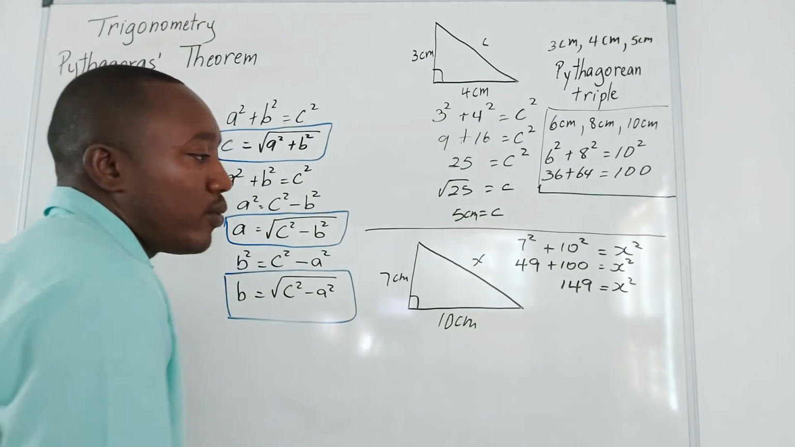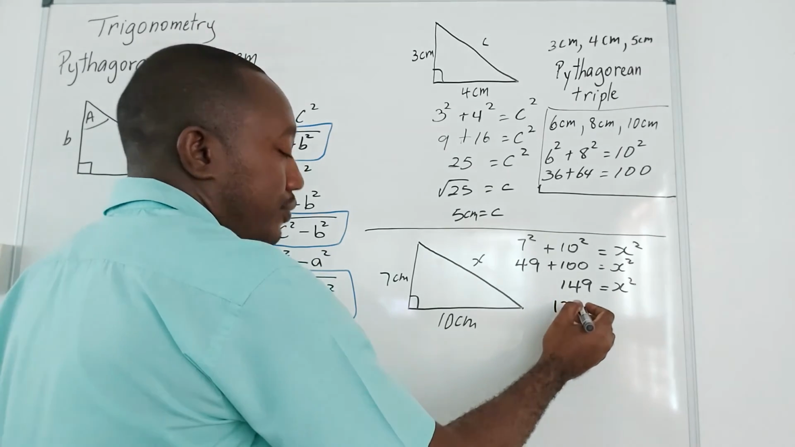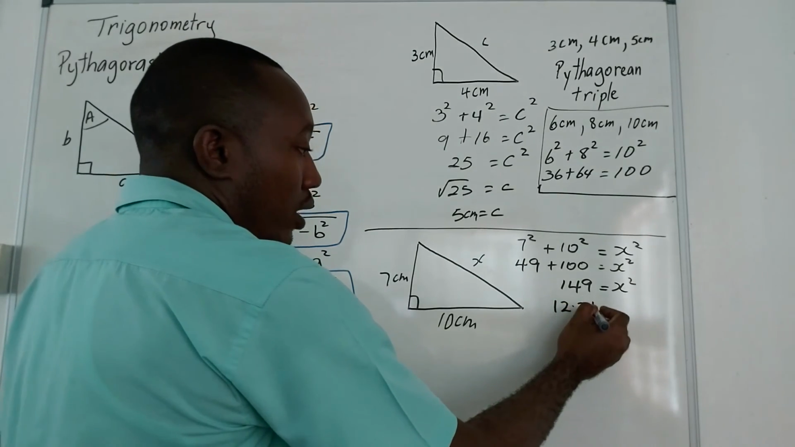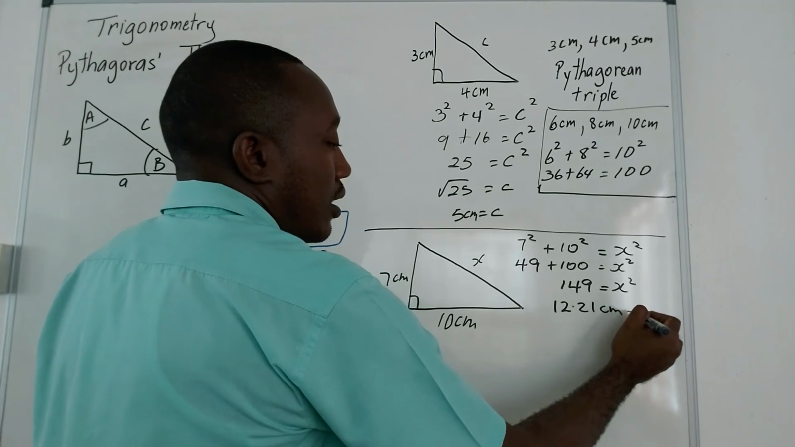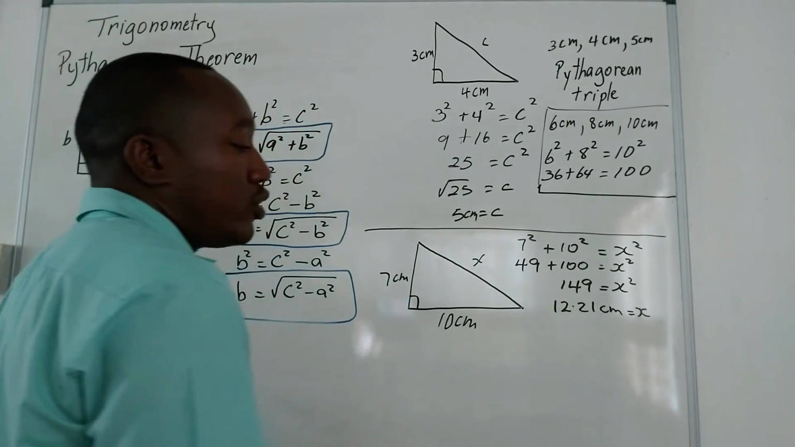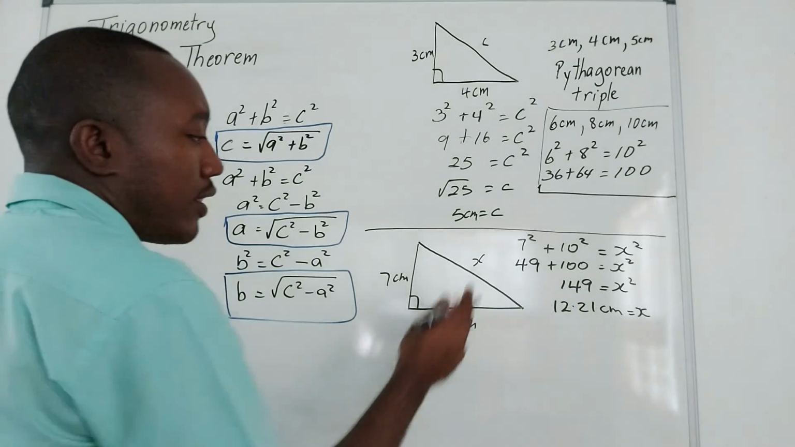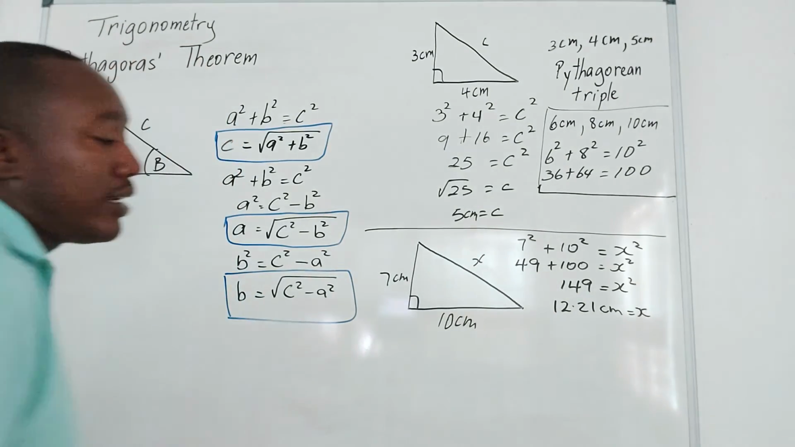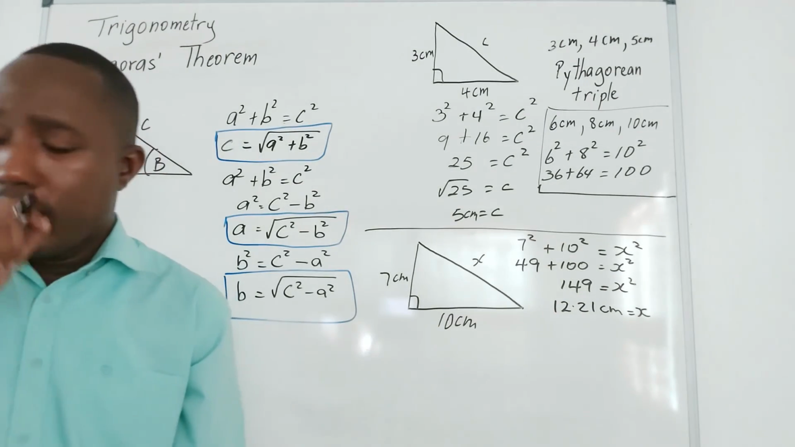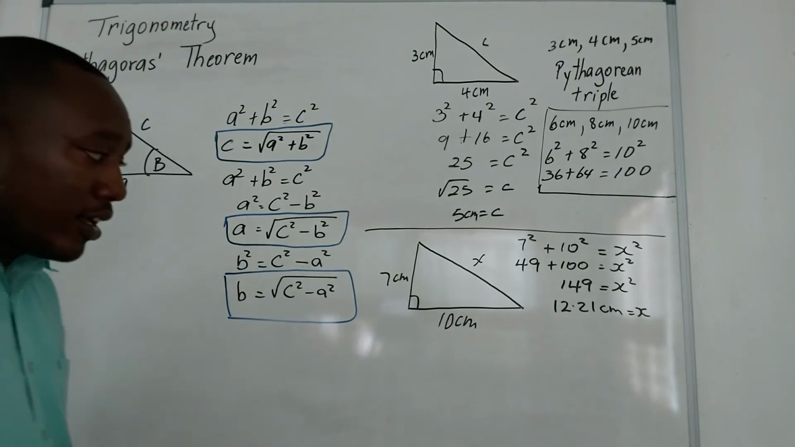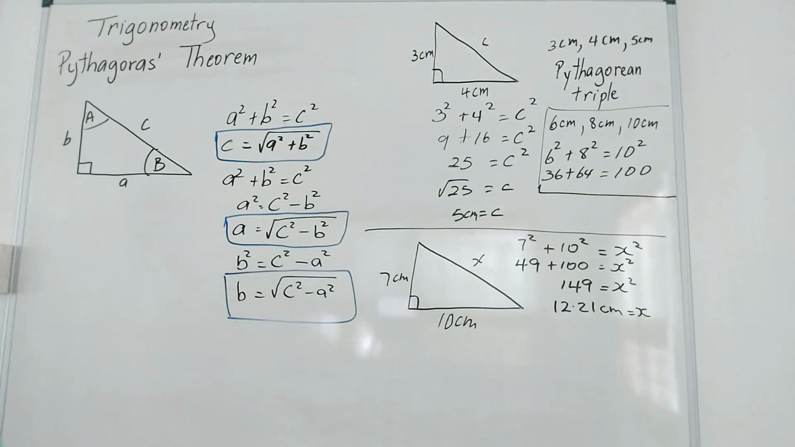So the square root of 149 is 12.21 to 2 decimal places. Alright? And so it is. This will be our value of the length of the hypotenuse. In our next video, we will see how to find the length of one of the sides when the hypotenuse is given.